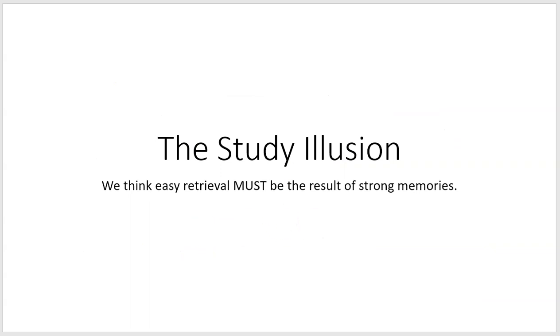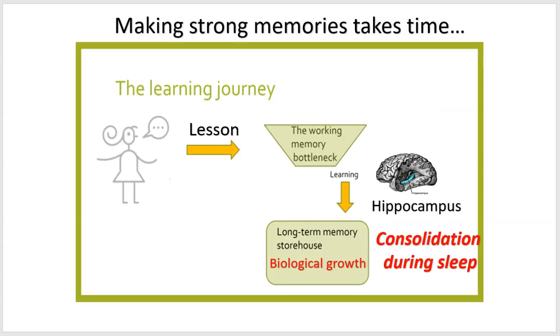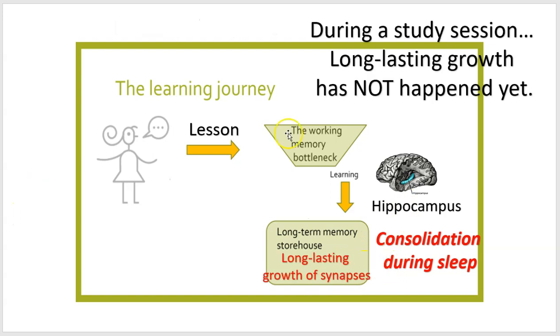It's time to consider the study illusion. Now, we need to remind ourselves that making strong memories takes time. So the process that installs knowledge into our cerebral cortex is a biological growth process, and that takes time. And in fact, much of this is happening during sleep. Now, if this growth is happening during sleep, then during a study session itself, the long-lasting growth has not happened yet. So we need to make a distinction between what we're doing when we're studying, we're processing information in our short-term memory system, but the growth that is required in the long-term system hasn't yet occurred.